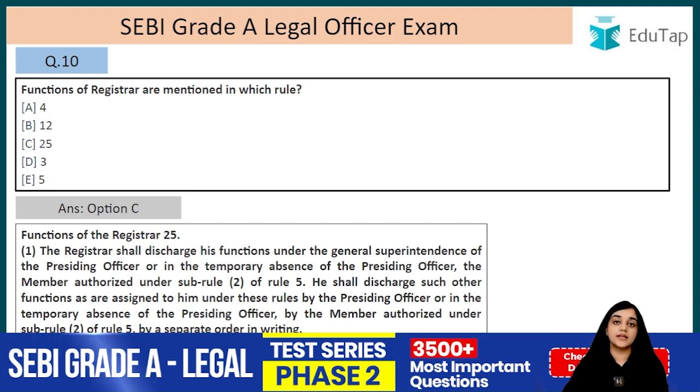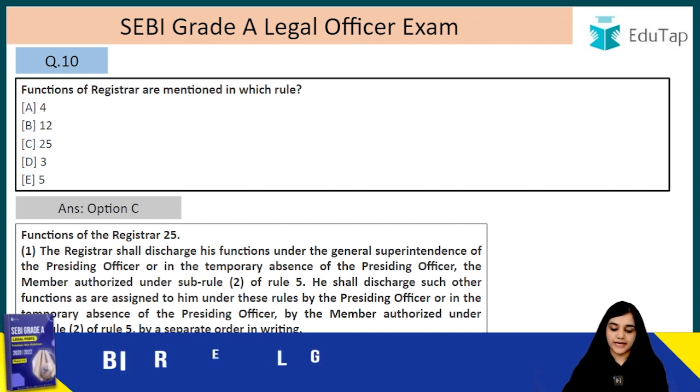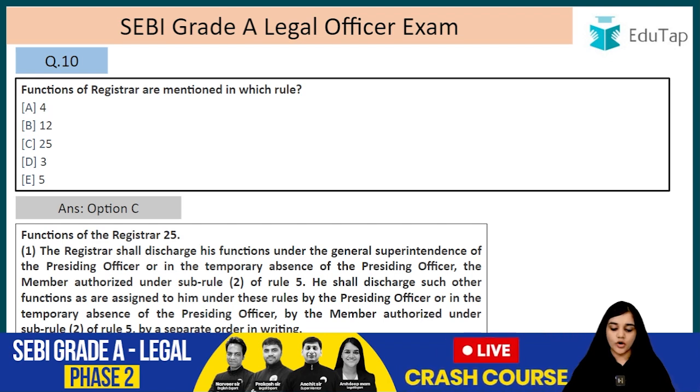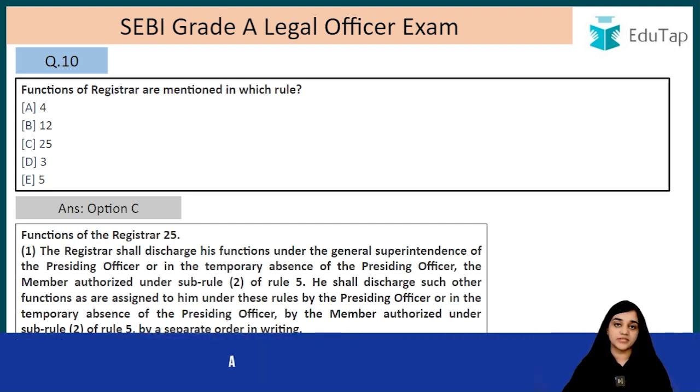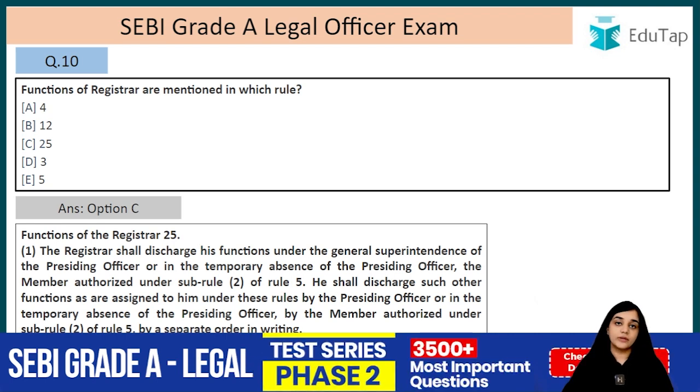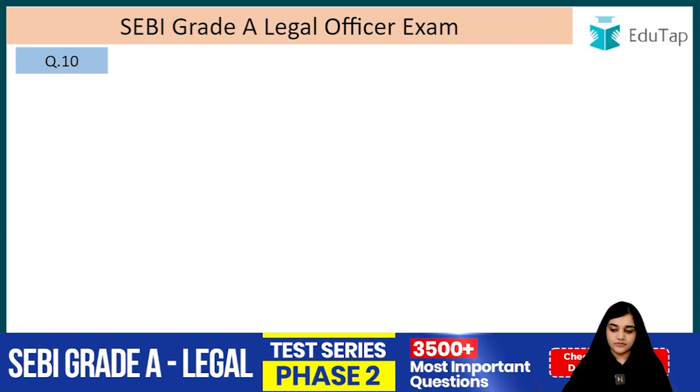So the registrar is under the superintendence of the presiding officer, or in the temporary absence of the presiding officer, the member authorized under sub rule 2 of rule 5. He shall discharge such other functions as are assigned to him under these rules by the presiding officer, or in the temporary absence of the presiding officer by the members authorized under sub rule 2 of rule 5 by separate order in writing. So he is going to discharge any of those functions that have been assigned to him by either the presiding officer or the person authorized by him, but it has to be in writing in case of the member authorized, right? What are these functions in particular?